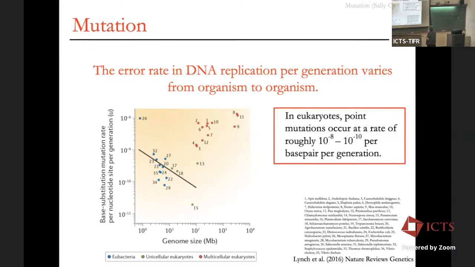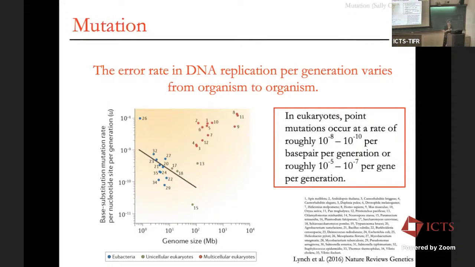All right. So just to commit these numbers roughly to memory: in eukaryotes, those point mutation rates per generation are roughly 10 to the -8 to 10 to the -10. So they're low, low, low, low. We've evolved to be pretty good at repairing our DNA. Of course, that's per site, and per gene, on average about 1,000 base pairs, it's 10 to the -5, 10 to the -7 per gene.